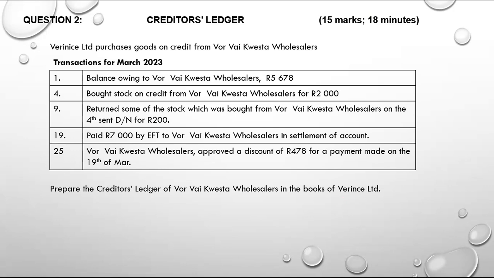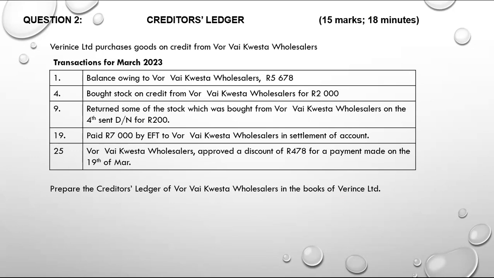We returned some of the goods, some of the stock which was bought from Volvi Questa wholesalers on the 4th. We sent a debit note for 200. On the 19th, we paid 7,000 by EFT to Volvi Questa wholesalers in settlement of account. On the 25th, Volvi Questa wholesalers approved a discount of 478 for a payment made on the 19th of March.